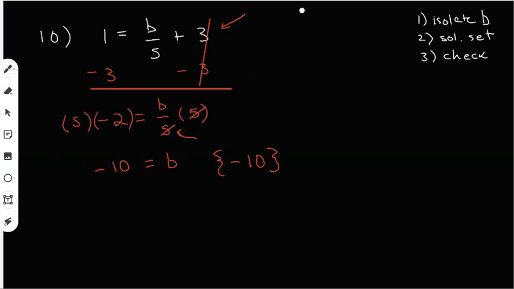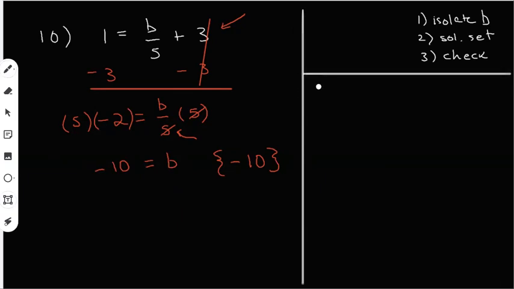Okay, so let's go ahead and check our answer. And I'm going to do that on the right side. Okay, so to check our work, I always start off with the original equation that they give us. 1 equals b over 5 plus 3. I always start off with the original because we're trying to figure out what the variable is. Since we know that b is equal to -10, I'm going to see if that works by plugging it in for b.